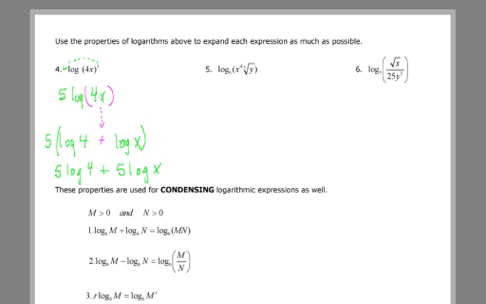So notice what we did first. We dropped the exponent, and since that exponent was on the whole thing 4x, when I split the 4x up, that 5 that was dropped in front is going to have to go with both pieces.